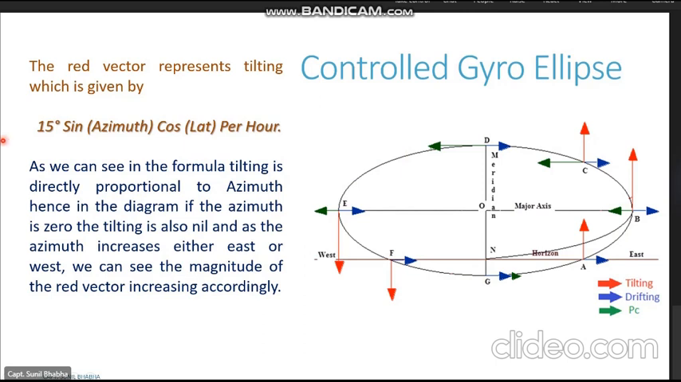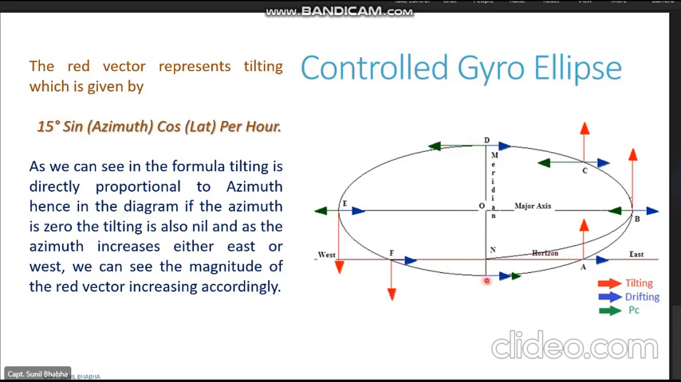Now another thing with the tilting, we are aware that the tilting is upwards east of the meridian. If you refer to the tilting formula, you will see the direction. Tilting is upwards east of the meridian because east of the meridian, all celestial bodies rise up in altitude, and tilting is downwards west of the meridian.